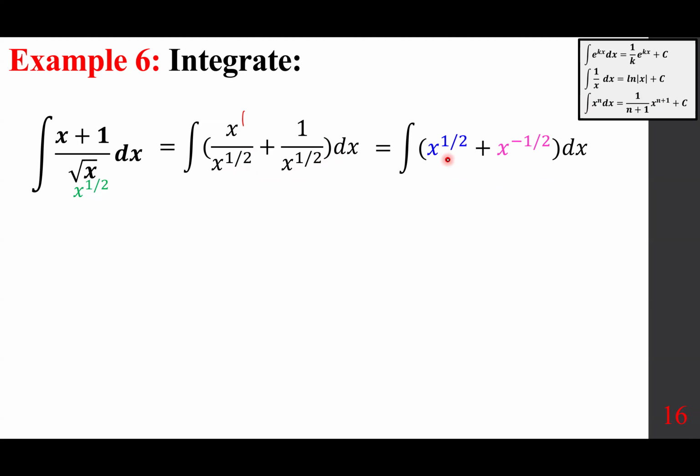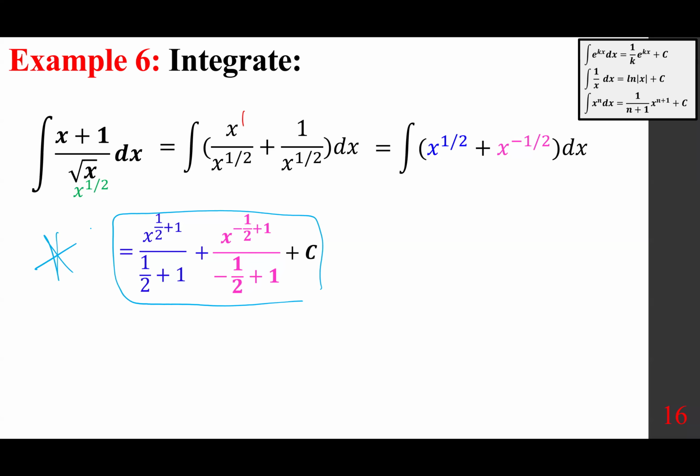So starting with the first one, 1 over 1/2 plus 1, x to the power of 1/2 plus 1. Same thing for the second one: 1 over negative 1/2 plus 1, x to the power of negative 1/2 plus 1. And since there is nothing else, now we add a constant. And believe it or not, let me box this. This is the only calculus step.